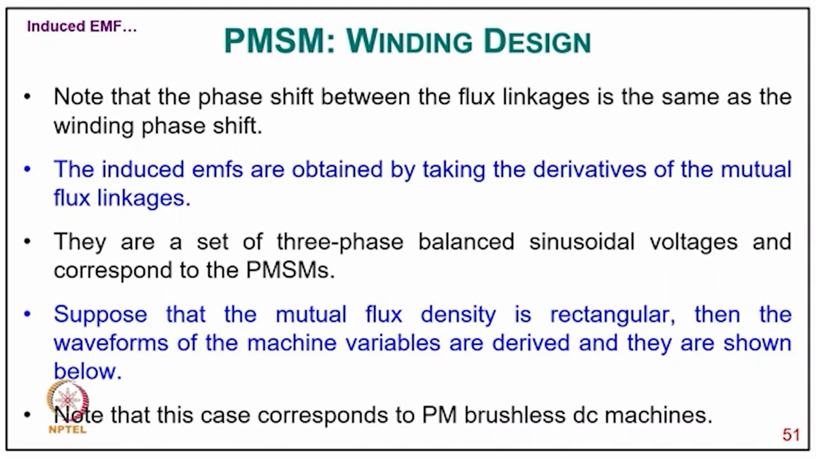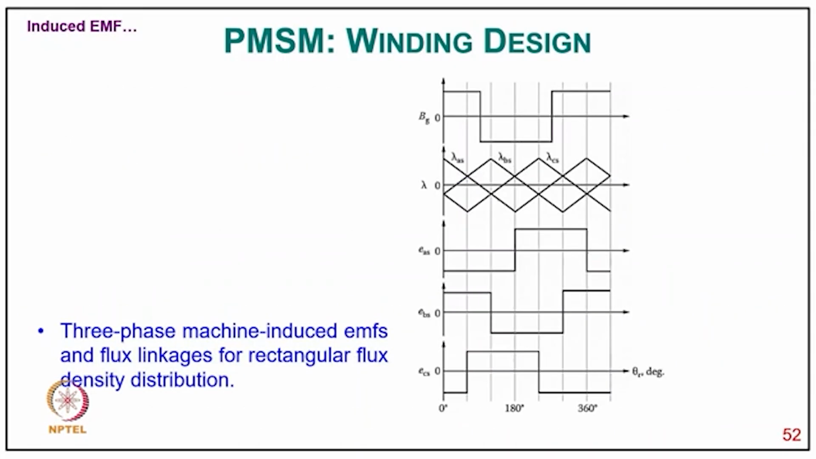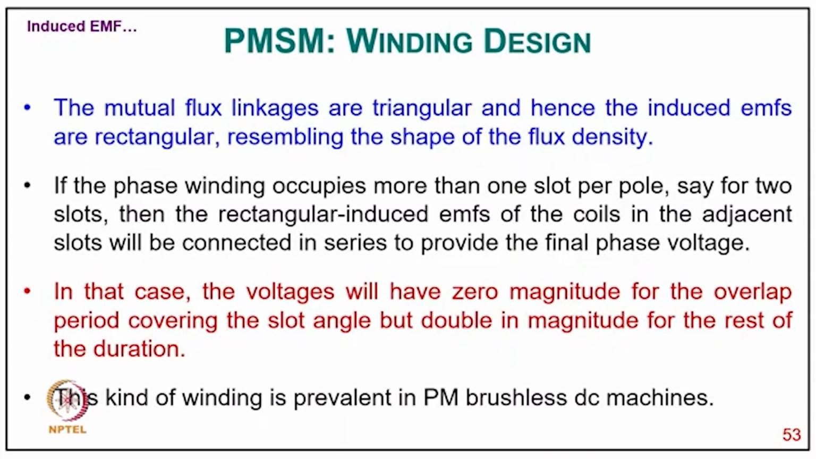Suppose that the mutual flux density is rectangular, then the waveforms of the machine variables are derived as shown here. Note that this case corresponds to the PM brushless DC machine. Here you can see the flux density and then the flux linkage, and how the induced EMF is typically a kind of square wave. This is the 3-phase machine induced EMF and flux linkage for rectangular flux distribution. Now the mutual flux linkages are triangular, and hence the induced EMFs are rectangular, resembling the shape of the flux density.